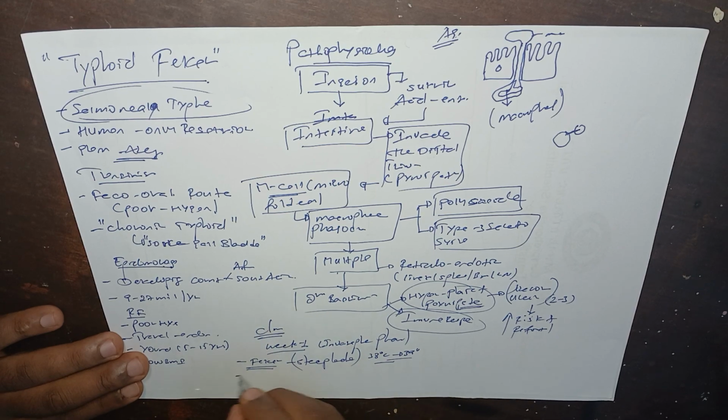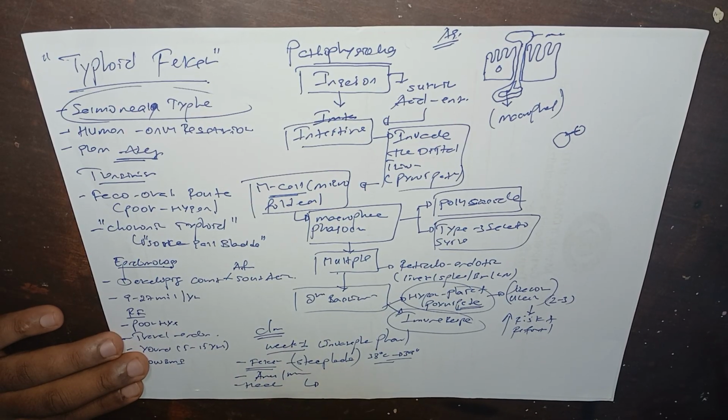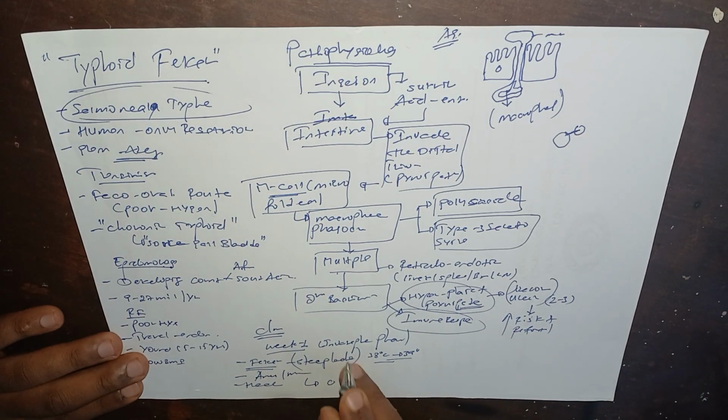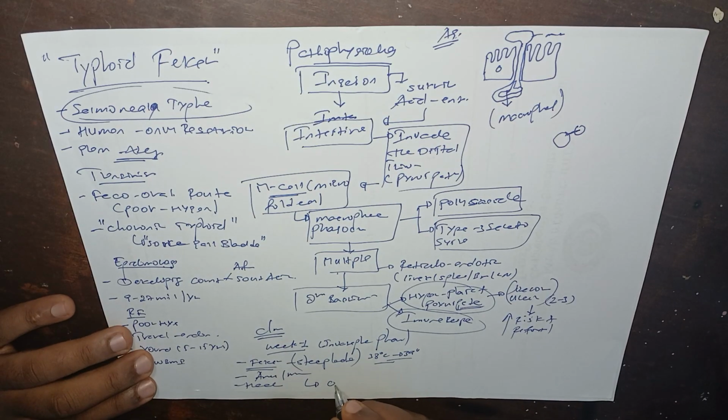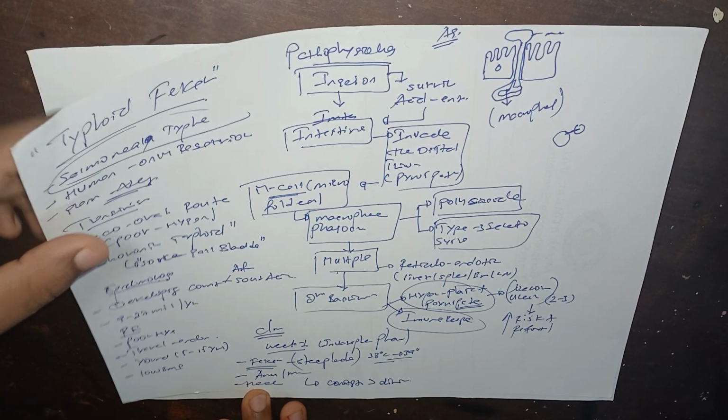Otherwise, associated systemic manifestations can happen, like arthralgia, myalgia, and headache. And the most interesting part is that, since it is fecal-oral transmission, is there diarrhea or constipation? Which one do you expect? In the case of Salmonella Typhi, constipation is the most common clinical presentation, rather than diarrhea. Constipation is greater than diarrhea. So these are the clinical features you can see in Salmonella Typhi infections.